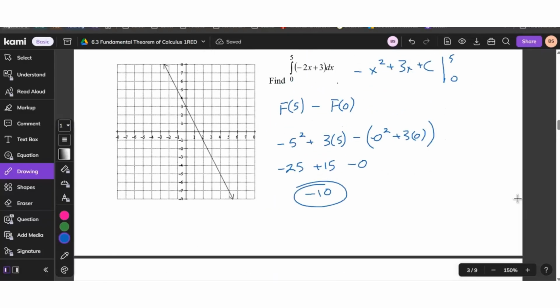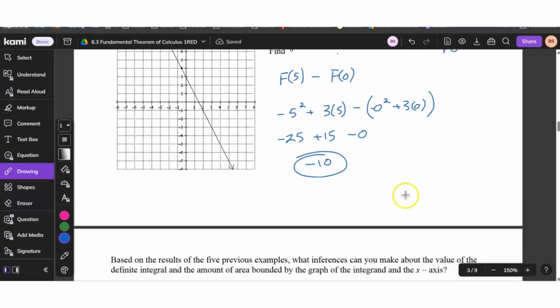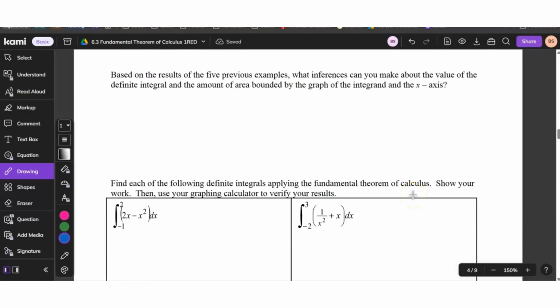All right, did everybody get that answer? Yes. Amazing. When are we doing the curve? Later. We'll get there, don't worry. Do we have time or not? Literally the next questions. All right, based on the results of the 5 previous examples, what inferences can we make about the value of the definite integral and the amount of the area bounded by the graph of the integrand and the x-axis? I just read this.